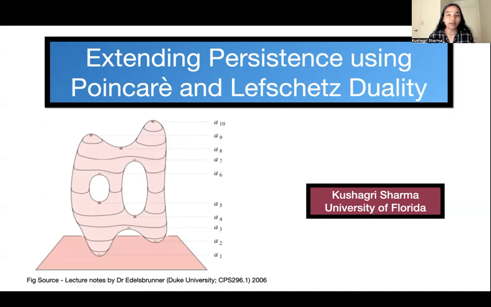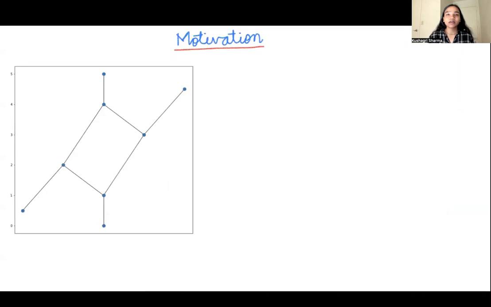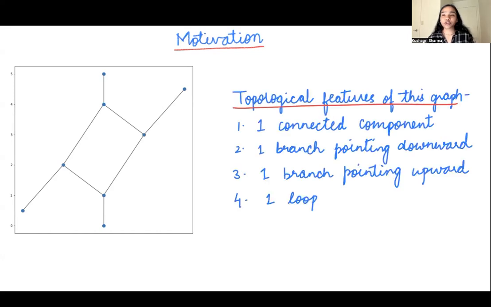This is one of the examples that I'll be talking about, and this is from the following source, which is mentioned below. Let's look at the motivation behind extending persistence. So this is a simple graph, and if we look at the topological features of this graph, then we have one single connected component. We also have two branches. One of the branches is pointing downwards and the other one is pointing upwards. Not specifically talking about the branches which are straight, but the slanting ones. And then we have one loop.